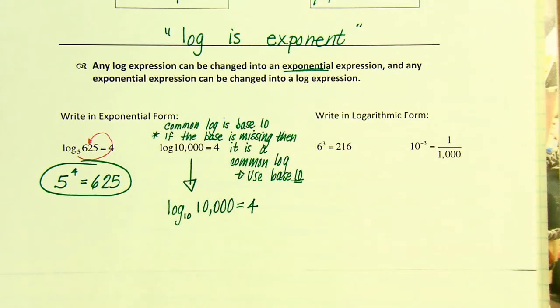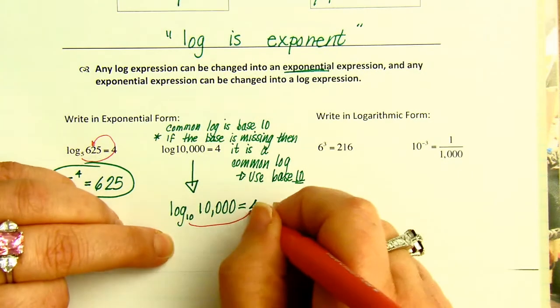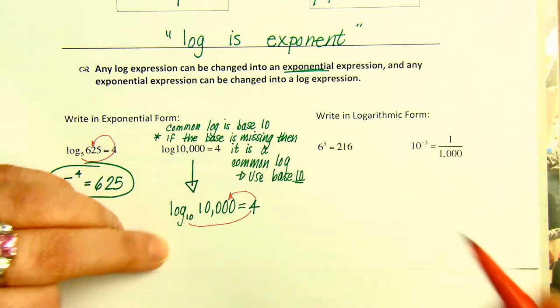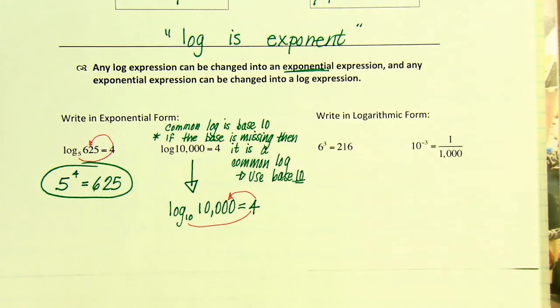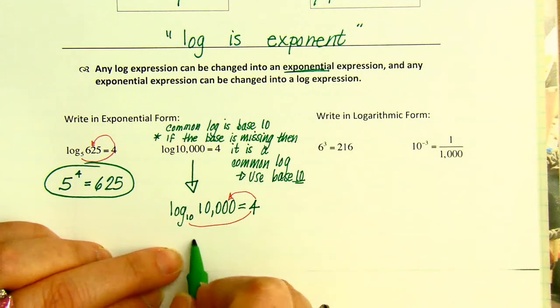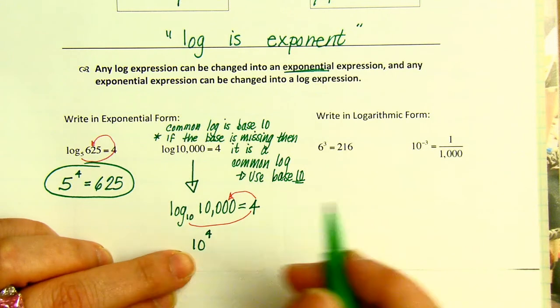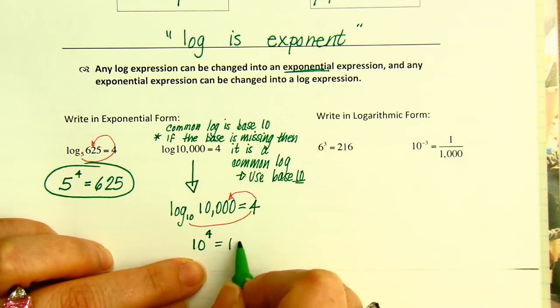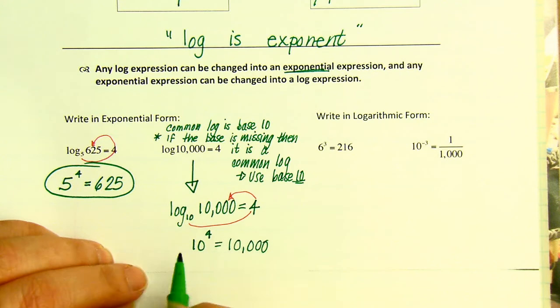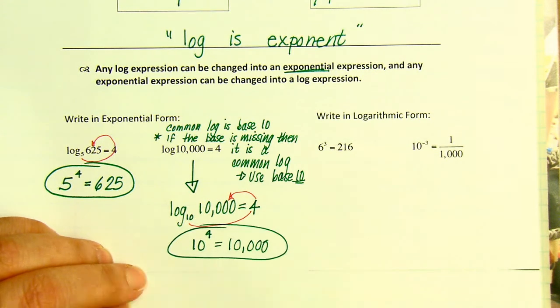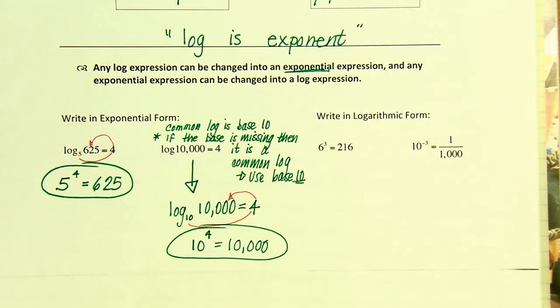Now remember, log is exponent. What's my exponent? The exponent is 4. It's base 10 raised to the power of 4 equals 10,000. Just converting 10 to the power of 4 equals 10,000. You can check it. It does equal that. But again, what we're doing here is just converting from log form to exponential form.